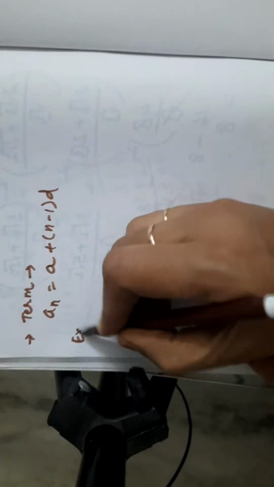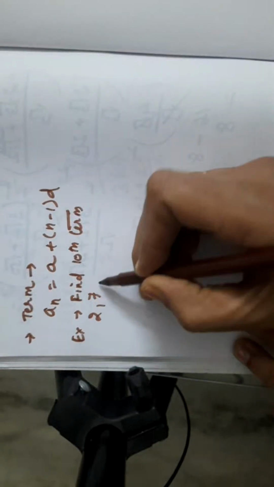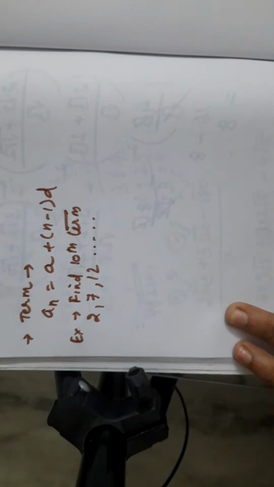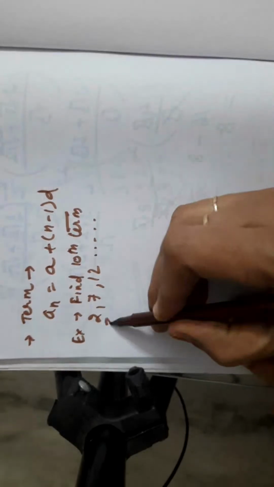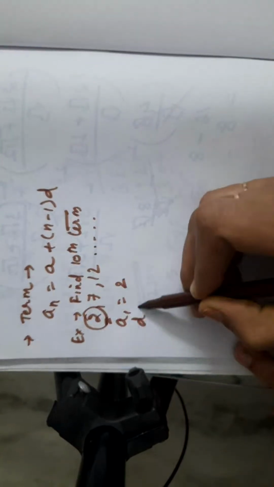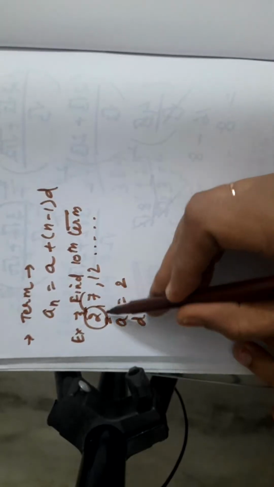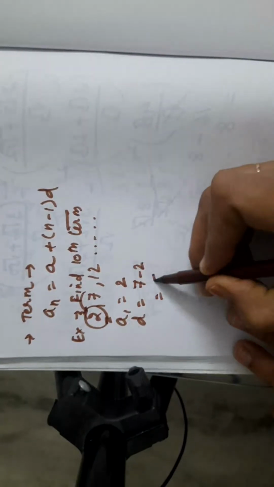For example, they can ask to find the 10th term and the sequence is given as 2, 7, 12 and so on. If the sequence is given, how are you going to solve it? Easily you can find the term. The first number which is given is a1. Common difference you always need to find by subtracting the first term from the second term. Always consecutive terms are to be subtracted. Thus it is 7 minus 2, 5.